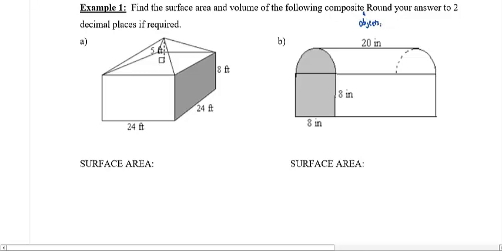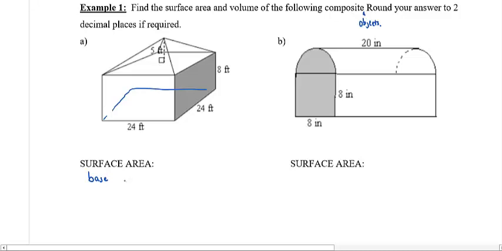Okay. So for the surface area of this, notice that this is kind of like a house. There is a bottom base, right? So there's a hidden base down here. We gotta figure out that. So there's a base. What else is there? Oh, right.